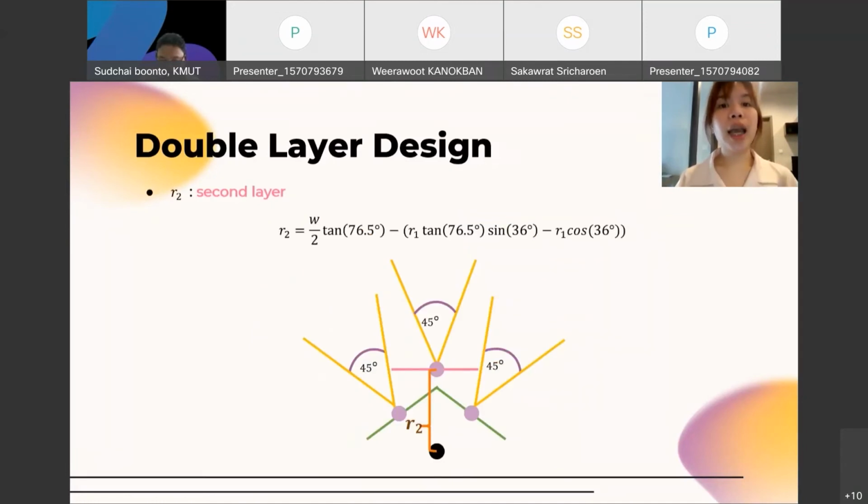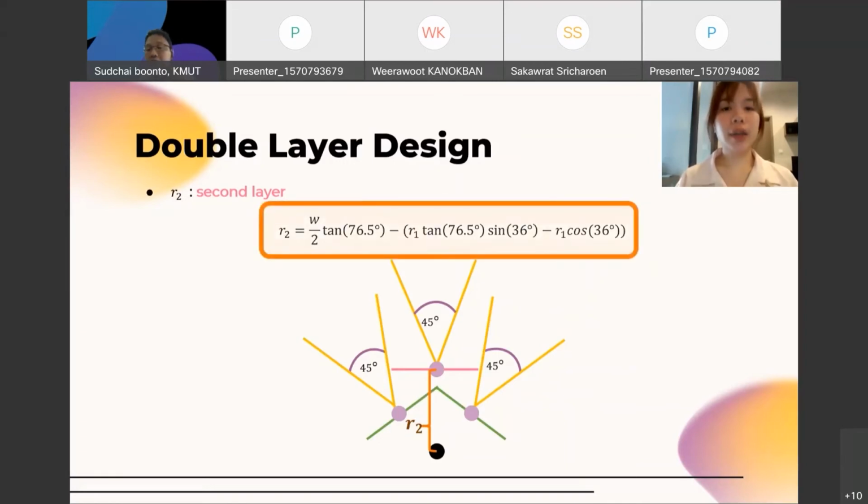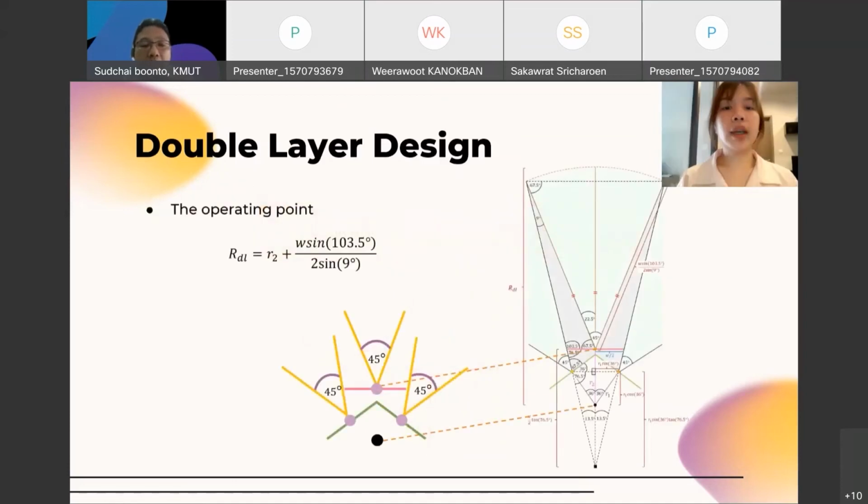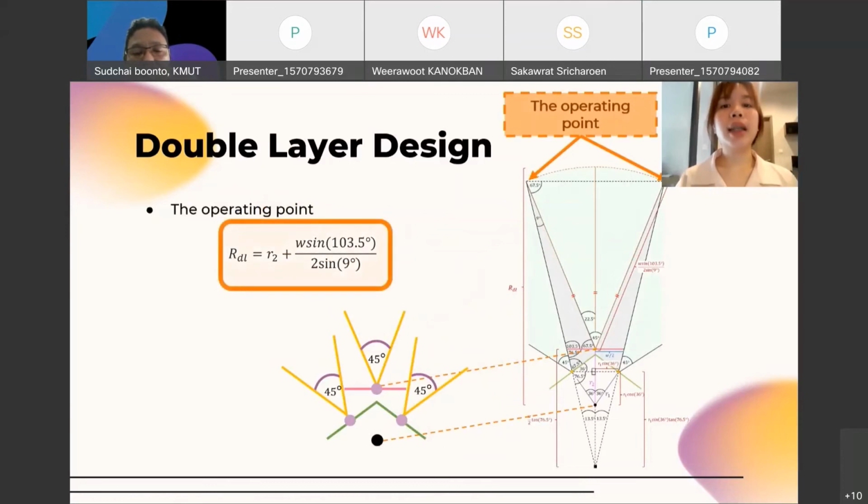R2 is the distance between the sensor of the second layer and the center. It uses this equation to calculate. This picture shows the geometry of a partial double layer design, including 2 sensors from the first layer and 1 sensor from the second layer. The operating point of the double layer design, or RDL, is calculated by this equation. For the proof of this equation, it is calculated by trigonometry as shown in the right picture.